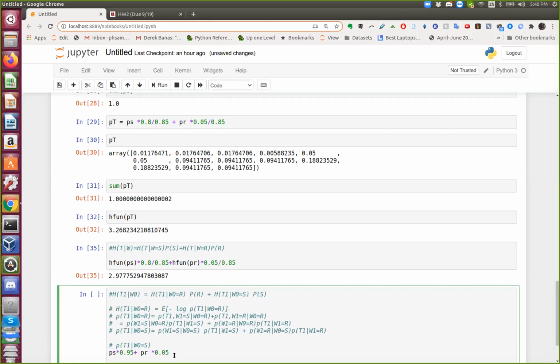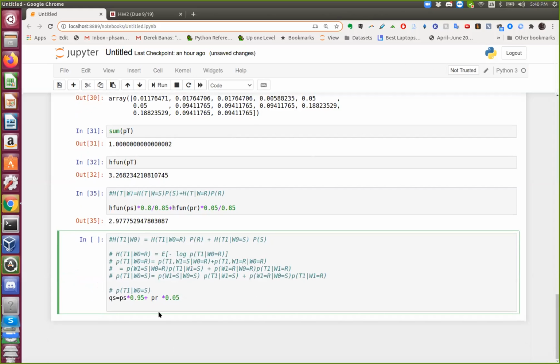So let me just call this, how do I call this? Maybe I just call it QS, like Q sunny, let's say. So call this probability Q sunny. Now then, therefore, the entropy for this part given sunny is just equal to the H function of QS. Maybe I just call it HS here.